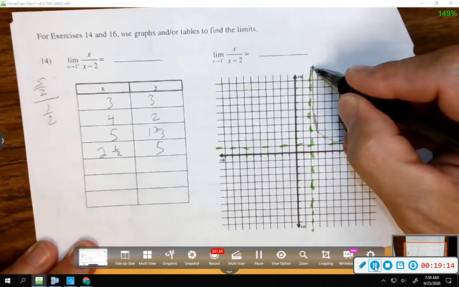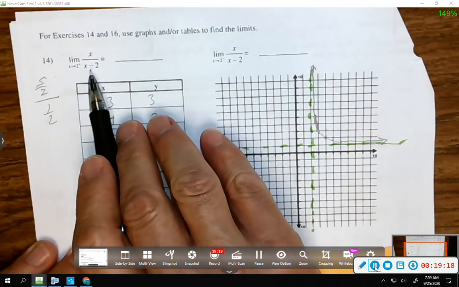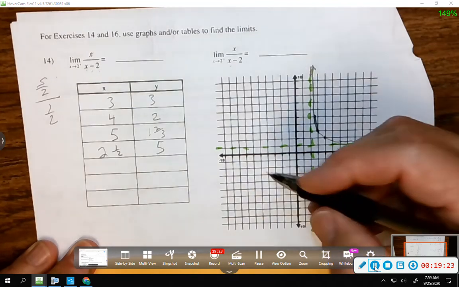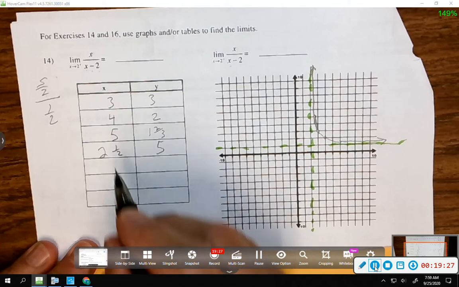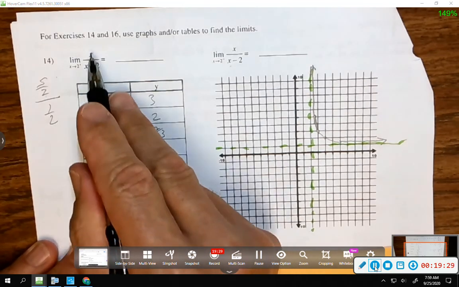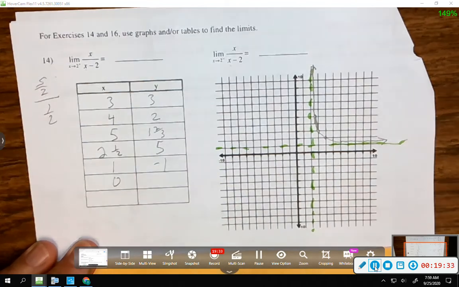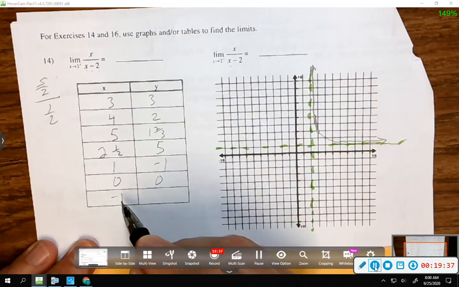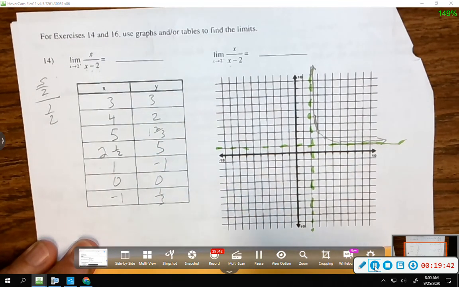This is a pole. I know it's going to come down here because this factor is raised to the first power. It's not x minus 2 squared. So I can come down here and take off. Now, if we want to plug in some points, we can. We can plug in 1. If I plug in 1, I get out -1. If I plug in 0, I get out 0. If I plug in -1, we get a -1 over a -3, we get a +1/3.